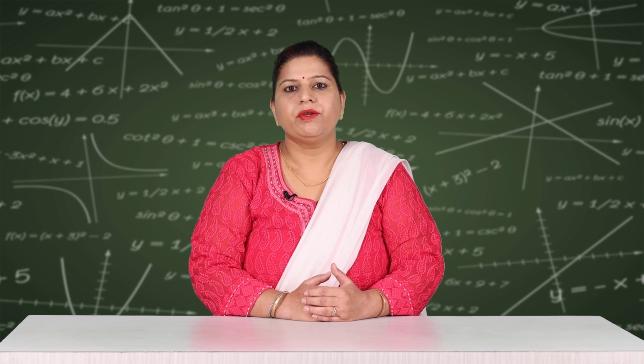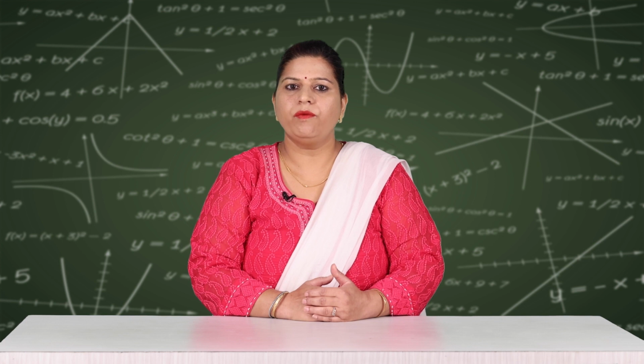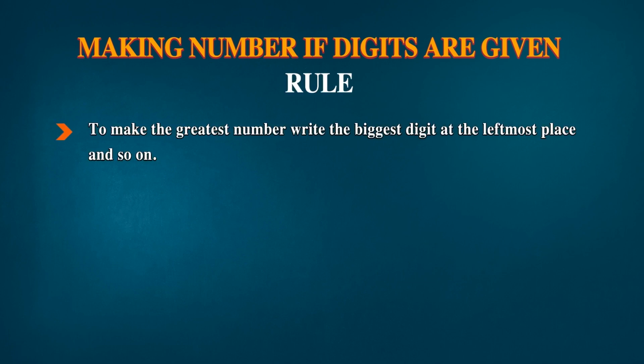So, dear students, you have seen how to compare two numbers having the same number of digits and how to compare the numbers having different number of digits. Now, we are going to start our next topic, that is making number if digits are given. The rule is, to make the greatest number, write the biggest digit at the leftmost place and so on. Means out of the given digits, the greatest digit will be given the leftmost place, then the next bigger digit will be given the next leftmost place and so on.